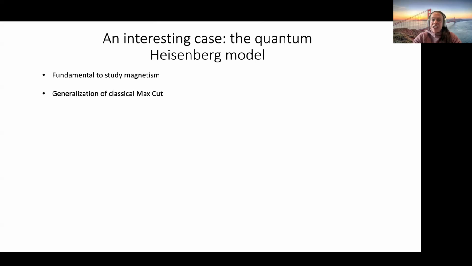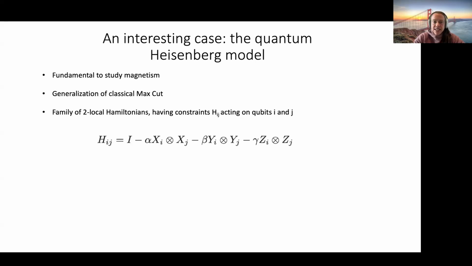And not only that, it is a direct generalization of the classical Max-Cut problem we've seen. And what is it? It's a family of two-local Hamiltonians. So each term acts on two qubits. Constraints are h_ij acting on qubits i and j. Each local term is given by this 4x4 matrix, and then I tensor with the identity. The X, Y, and Z are the standard Pauli matrices. I'll say what they are exactly, but they're pretty well studied in quantum and in physics in general.